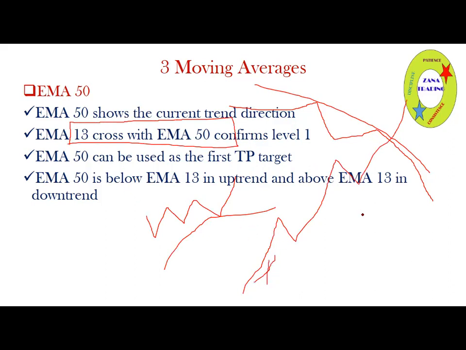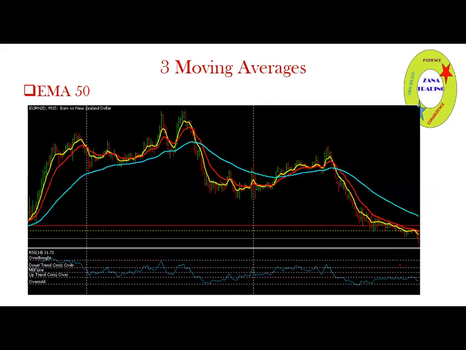Then the 50, you can use it as a TP target. So when it's following like this, if you enter a trade there, this might be your first TP target, right? Then it is always below 13 in an uptrend. So 13 will be up there and 50 will be following. It is above in a downtrend. So this will be your 50 and this will be your 13 moving average.